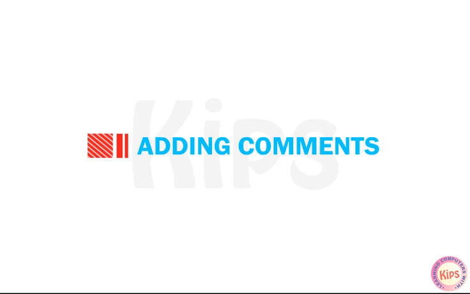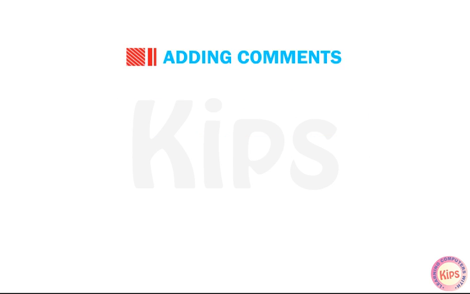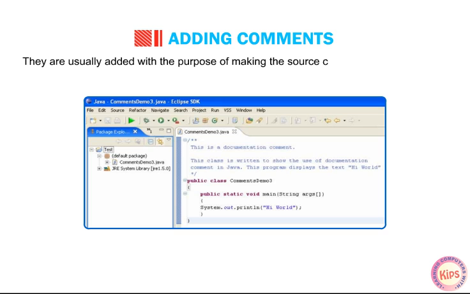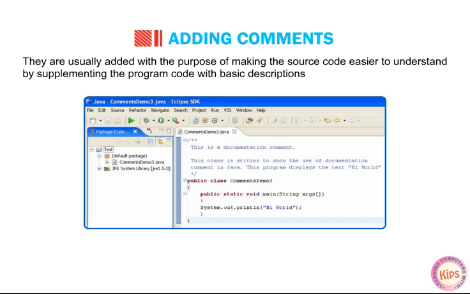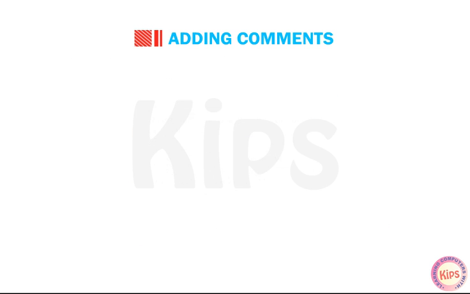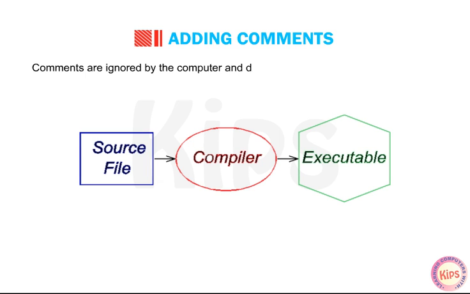Students, let us understand how to add comments. Comments are readable remarks embedded inside the program code. They are usually added with the purpose of making the source code easier to understand by supplementing the program code with basic descriptions and generating external documentation. Comments are ignored by the computer and do not affect how the program executes.